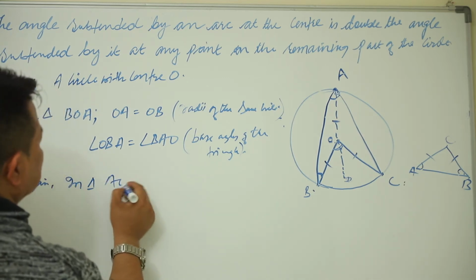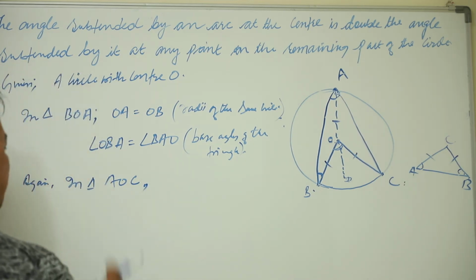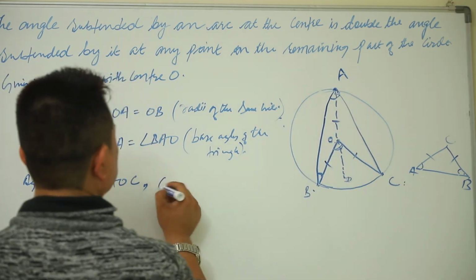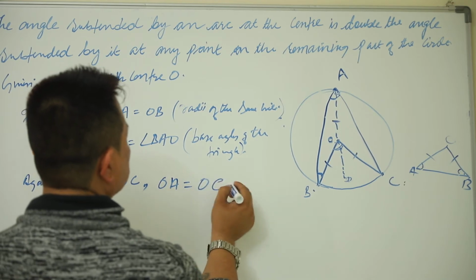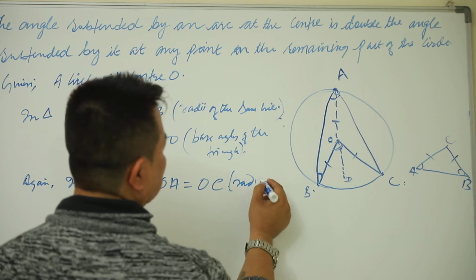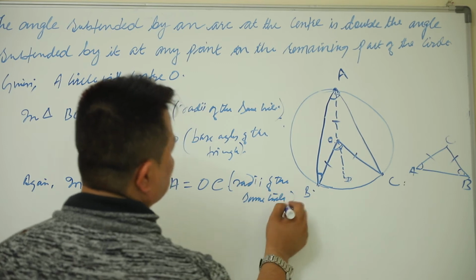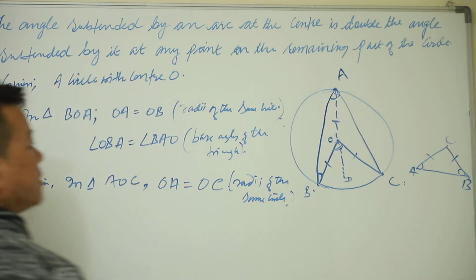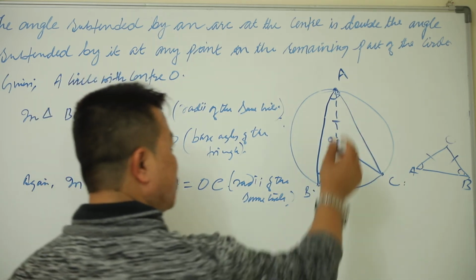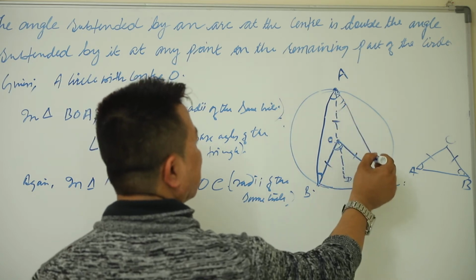Again in triangle AOC, what can we write? In triangle AOC, OA is equal to OC. Reason same, radii of the same circle. Again, if two sides of the triangle are equal, then their base angles are equal. That means what are the base angles? This one and this one are equal.